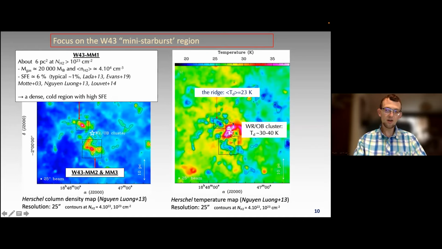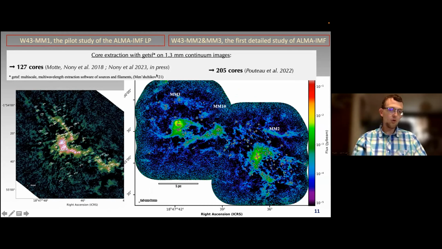Three parts of W43 have been mapped with ALMA: MM1 in the north, and MM2 and MM3 in the south. So I'm now showing the 1.3 millimeter continuum map that we obtained from the ALMA-IMF data. On the left, MM1, and on the right, MM2 and MM3, which are nearby regions.